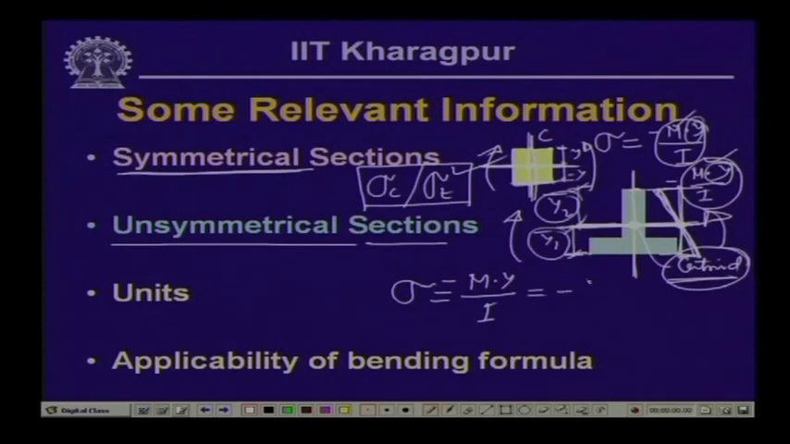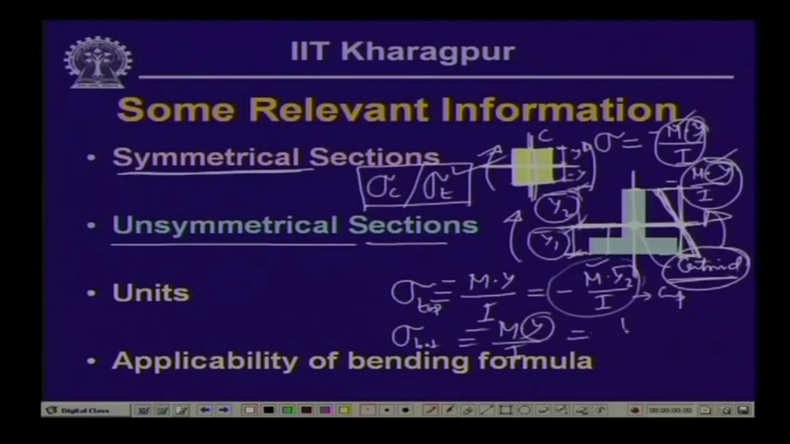So, this is equal to minus M y2 bar by I, and if M is positive, then this quantity is negative and this is compressive stress. Now, for sigma, this is sigma top. Now, sigma at the bottom is equal to minus M y by I, and y will be negative with respect to this, which is minus y1 bar. So, this is going to be a positive quantity, M y1 bar by I, and this stress, according to our nomenclature, is tensile stress.